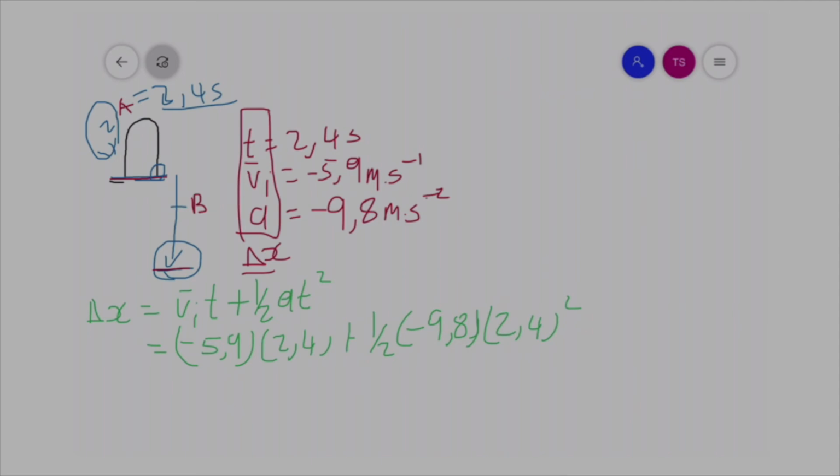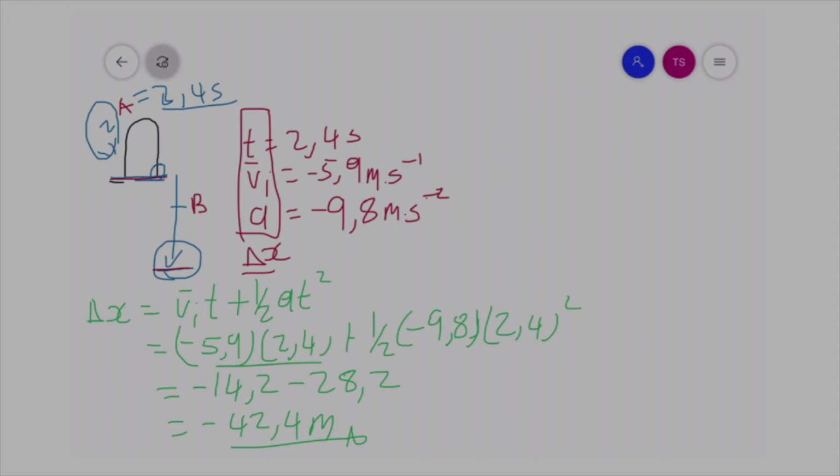Now if you punch this in your calculator, the first one you're going to get negative 14.2, minus 28.2. If you add those two together, you will get negative 42.4 meters. You will get 42.4 meters. That is the height of our building, right?